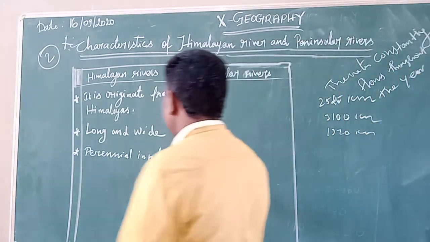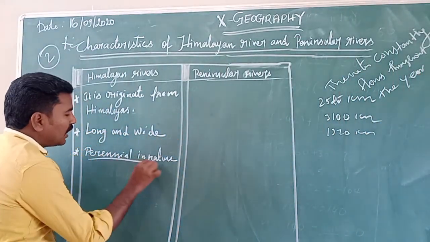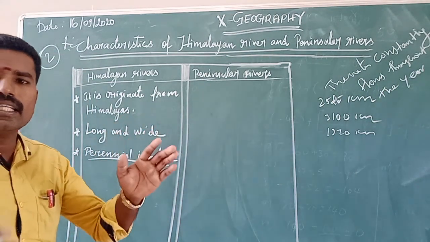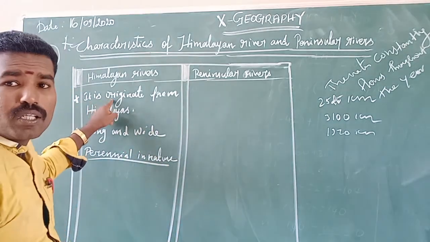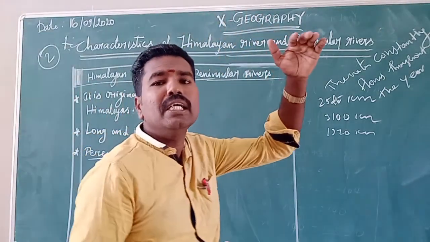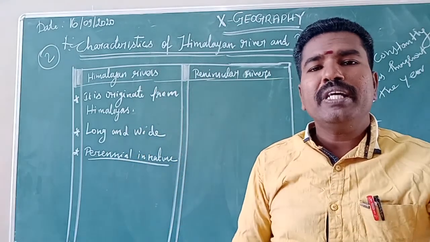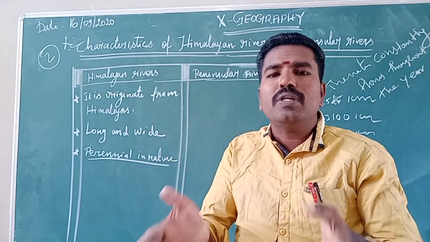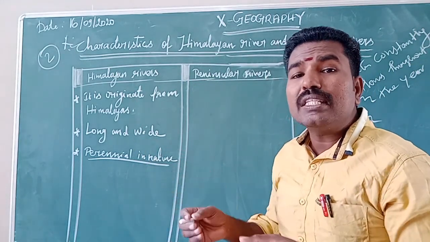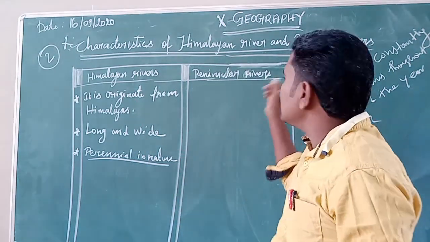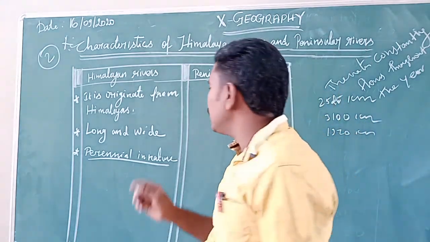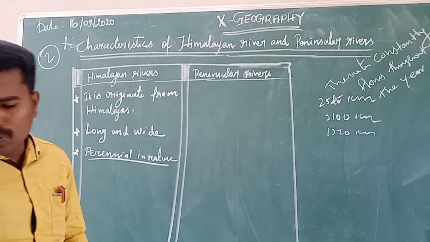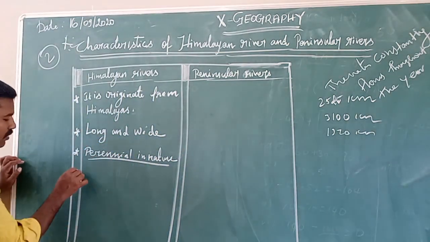Do you know the meaning of perennial in nature? Water flows throughout the year, continuously. I told you already, all the rivers start from glaciers and ice caps. So when the sun appears above the mountain regions, some ice caps slowly melt, and the water constantly flows throughout the year. That's why all the river systems of the Himalayas are perennial in nature. So this is the very important third point, and we are going to write the fourth point.